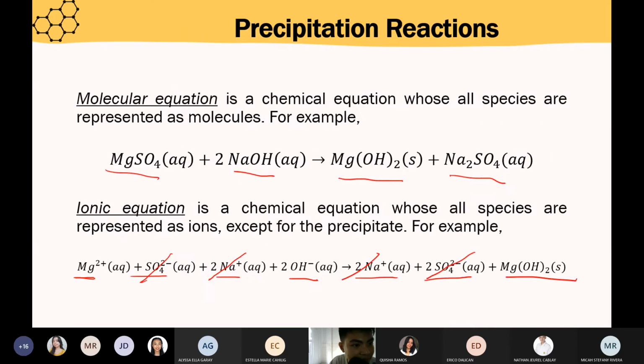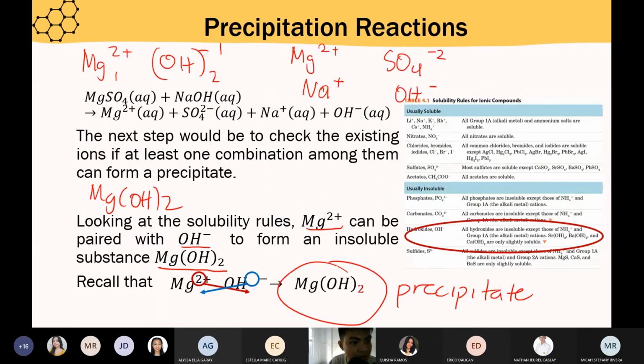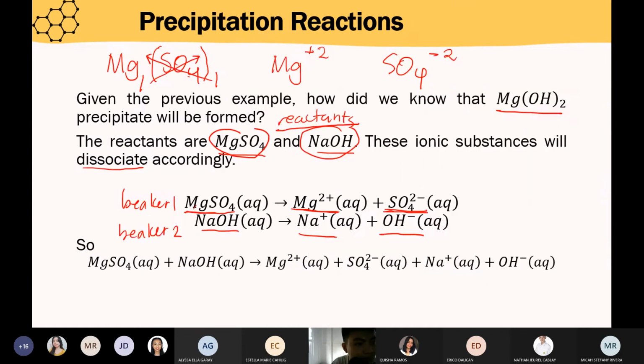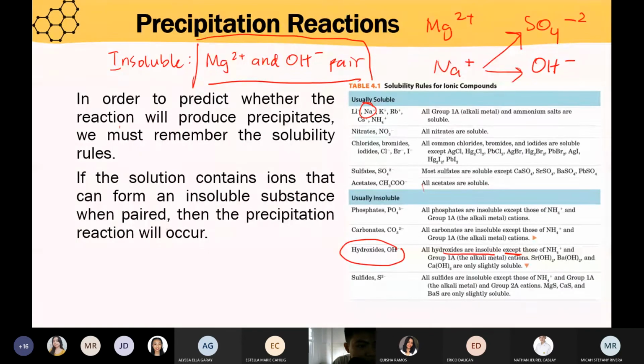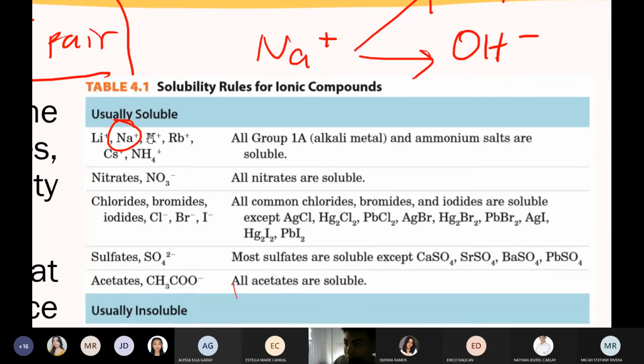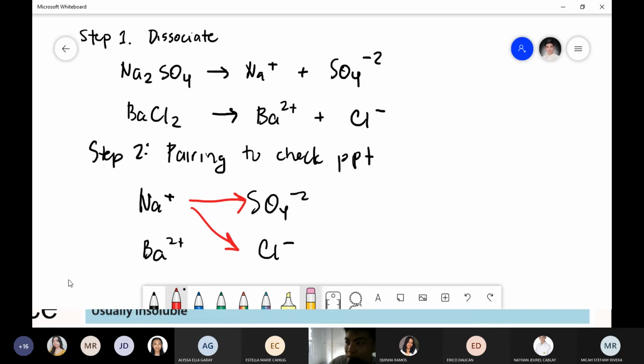Balik ulit tayo dito. Let's always refer to the solubility rules. Ang ating cation ay sodium. May sinabi about sodium, di ba? Okay, ano yung sinabi about sodium? Pag may sodium, soluble parati yon. Okay? Ibig sabihin, there will be no precipitate with sodium. Okay? No precipitate with sodium.